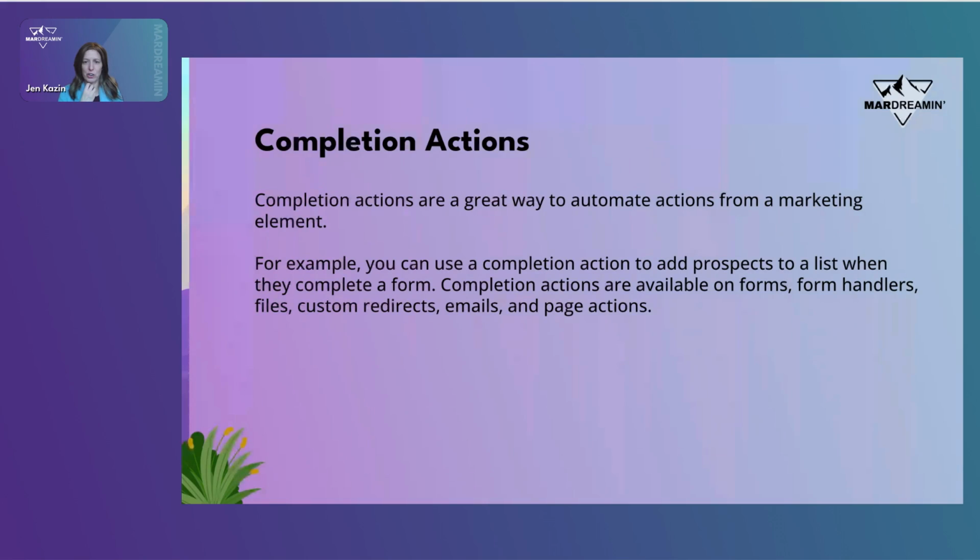Completion actions are a great way to automate actions from a marketing element. For example, you can use a completion action to add prospects to a list when they complete a form. Completion actions are also available on forms, form handlers, files, custom redirects, emails, and page actions. Honestly, on the day-to-day usage, I would say completion actions are used primarily on emails and forms. There are other ways to use them as well, but I feel like it's almost 80%, 90%. The day-to-day stuff is completion actions used on an email or put on a form.